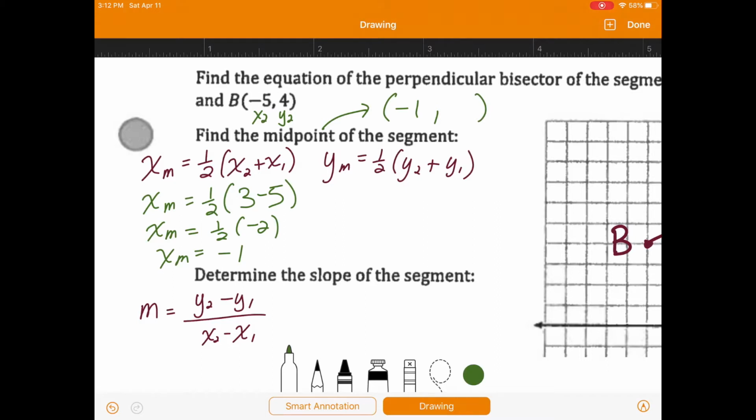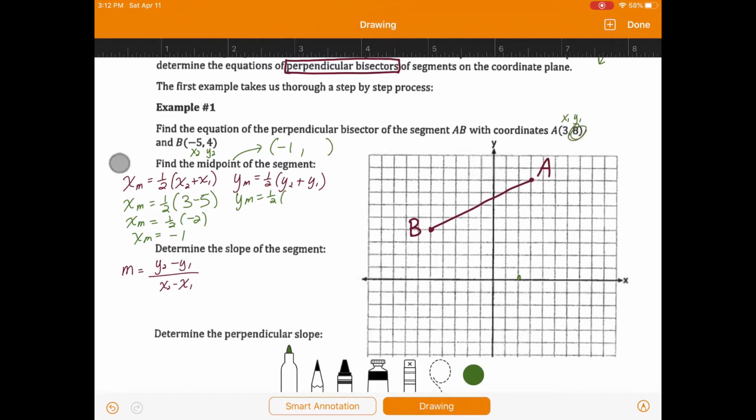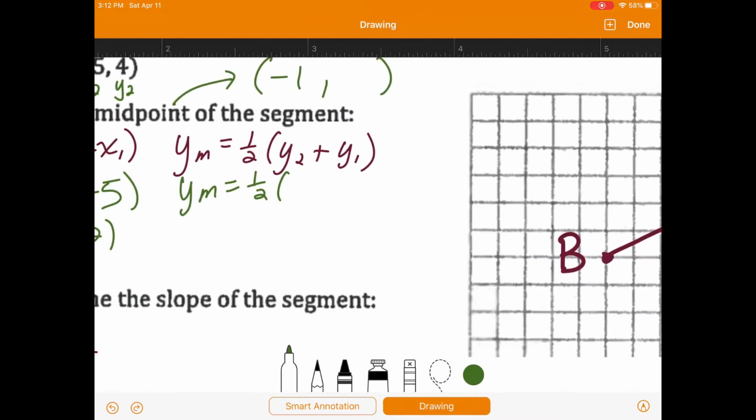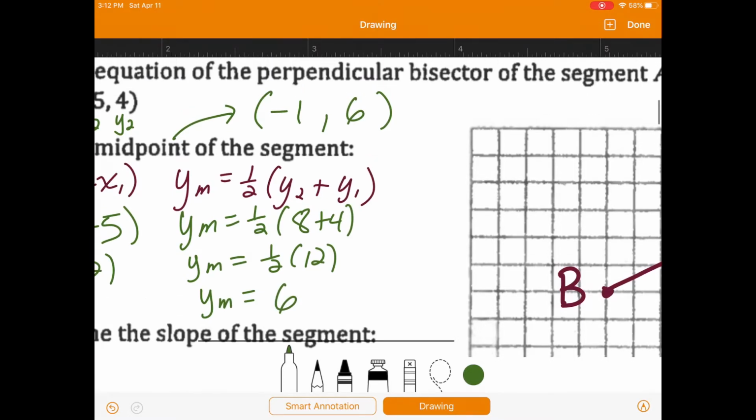And we can figure out the y value by doing the same thing we just did, but now using the y values in parentheses there. So we're going to do half of the two y values added together, which is 8 plus 4. So the y value of the midpoint is half of 12. So the y value of the midpoint is positive 6. So that means our midpoint is -1, 6.